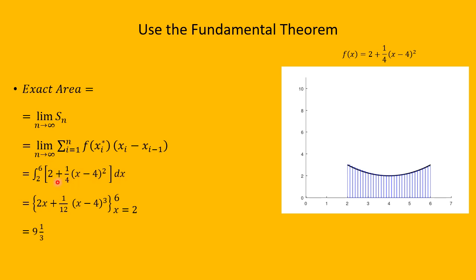dx. Now, an antiderivative of 2 is 2x, and an antiderivative of 1/4 (x minus 4) squared is 1/12 (x minus 4) cubed. You can check this yourself pretty easily by differentiating each of these two terms to see that you get this integrand up here. And we're going to evaluate this antiderivative at x equals 2 and x equals 6, and then subtract capital F of 6 minus capital F of 2.